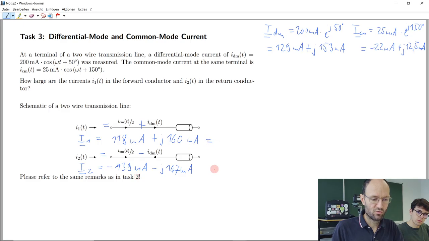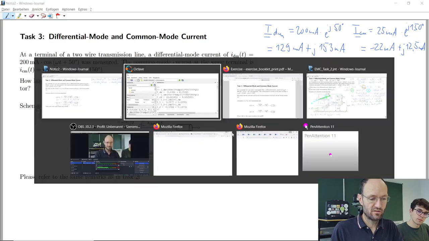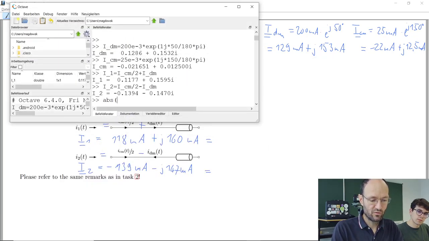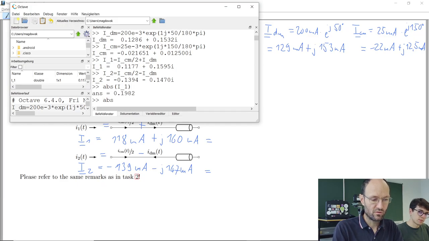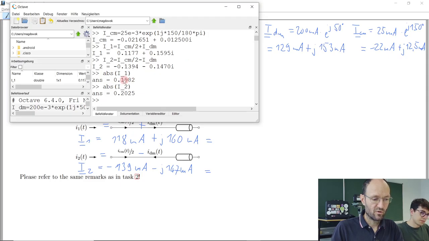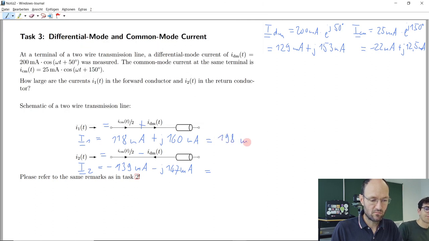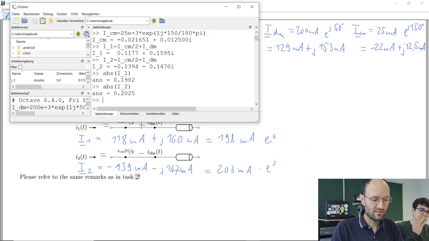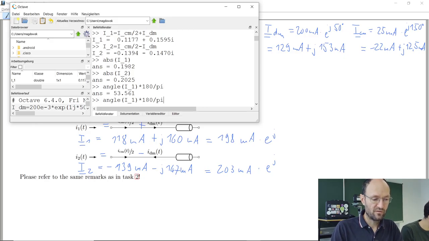And so now we can convert this back into polar form using Euler's identity. Take the magnitude of the first current, take the magnitude of the second current. And so it's 198 and 203, let's say. 198 milliampere and 203 milliampere times e to the j, and the angle of the first current we get with this function, and if we multiply with 180 divided by pi, we get degrees. So this is 53 or 54, and this is minus 133.